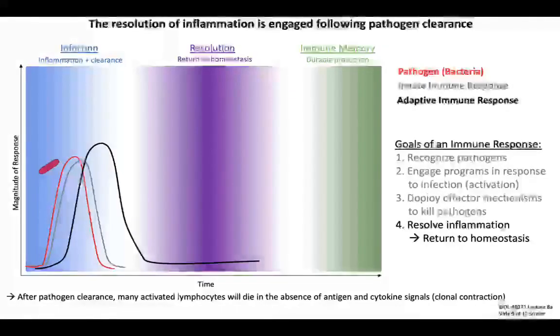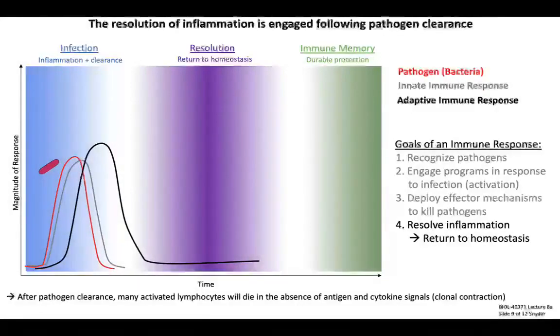Part of this resolution phase is driven by the death of T and B cells which responded to infection. So again, the activation of these lymphocytes is often accompanied by high levels of cellular proliferation, which we refer to as clonal expansion. However, in the absence of pro-survival signals such as cytokines and antigen detection, many of these lymphocytes will simply die off during a process that we call clonal contraction.